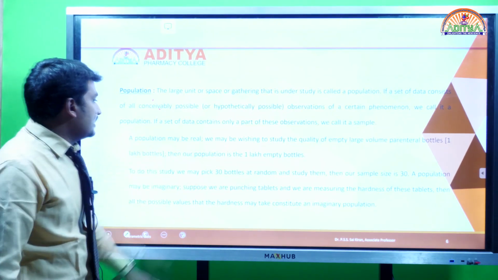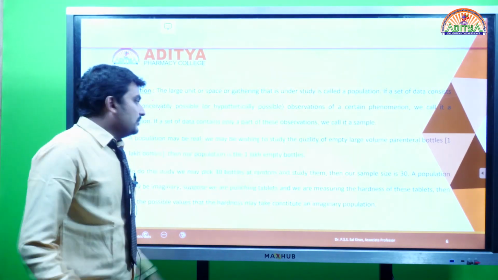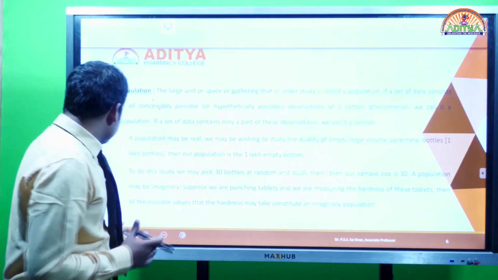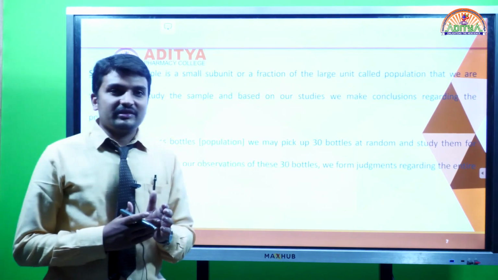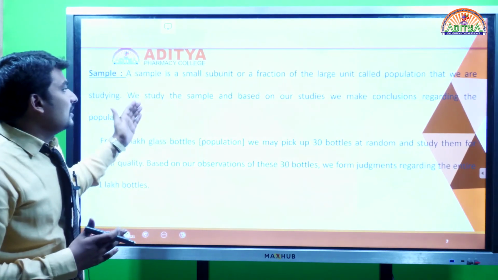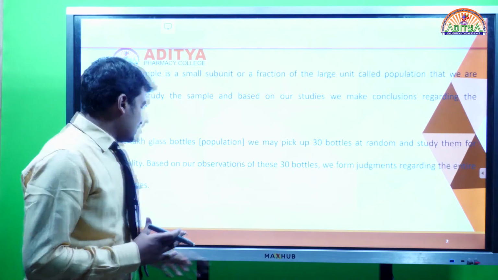A population may be real or it can be hypothetical. A sample is a small subunit of a population, or a fraction of a population.